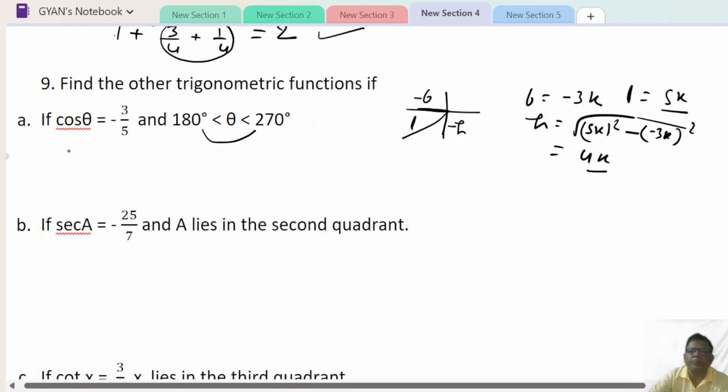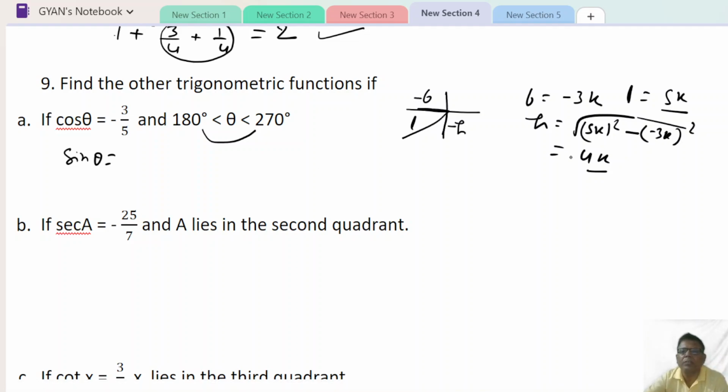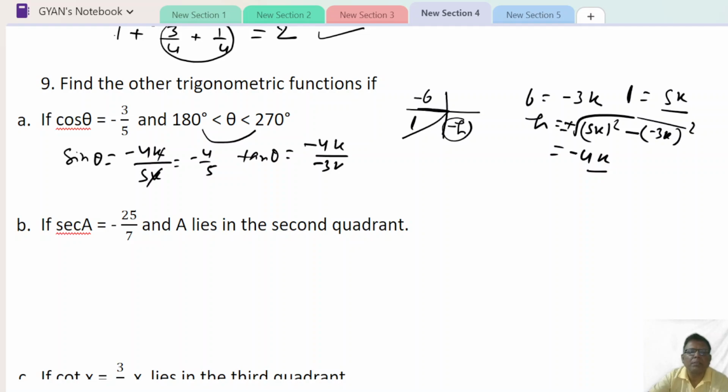Then sin theta. Sin theta is height over hypotenuse. Here we would have to take plus minus, but we'll choose minus because height is also negative in the third quadrant. So height is minus 4k divided by 5k, so sin theta is equal to minus 4 by 5. Now take tan theta. Tan theta is equal to height over base, minus 4k divided by minus 3k. So that is 4 by 3.